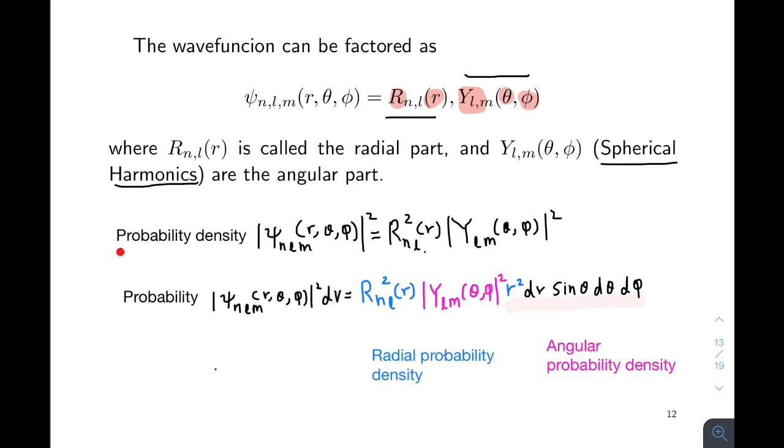Finally, we look at the probability density. Psi NLM of r theta phi mod square is equal to R NL square, which is a real function, times YLM theta phi mod square. And the probability to find the particle in some volume element dV is now given as R NL square times YLM mod square times r square dr sin theta d theta d phi. We have to remember that the volume element in spherical polar coordinates is given by this expression.